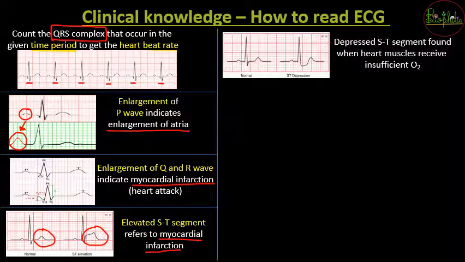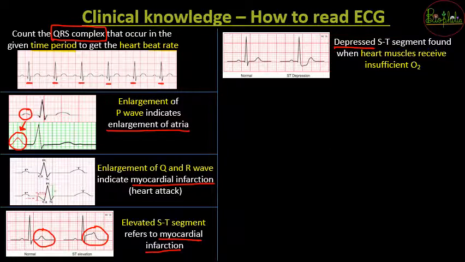नेक्स्ट देखेंगे if instead of enlarged or elevated ST segment, अगर ST segment depressed है, if it goes below, then what is going to be identified? It can be identified that the heart muscles are not receiving sufficient oxygen. अगर oxygen supply is not good for the heart muscles, then your ECG reports can show that ST segment is depressed.